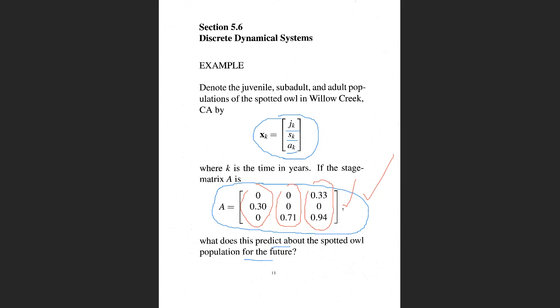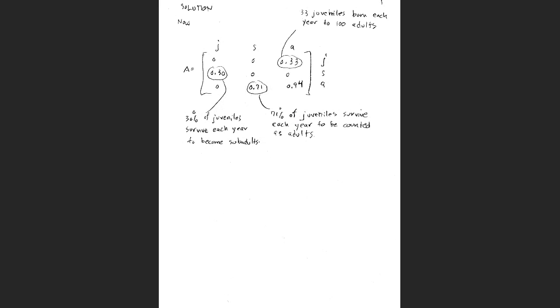Are there any questions so far? Okay, here is the stage matrix, and it's a stage matrix because you go from juveniles to subadults to adults. Now, in the first column, the 0.30 here means that 30% of juveniles survive each year to become subadults. That's what that means.